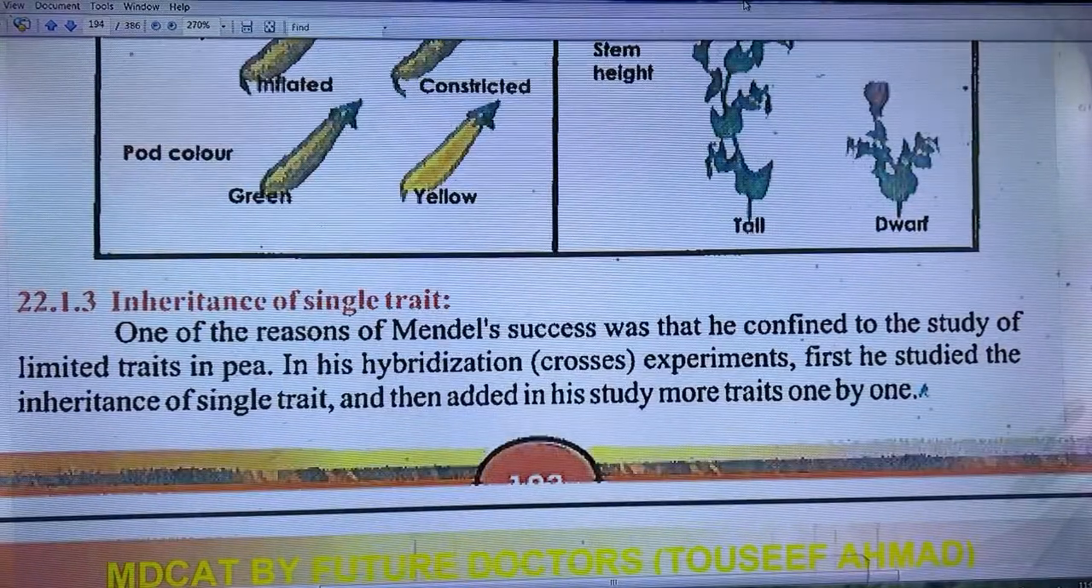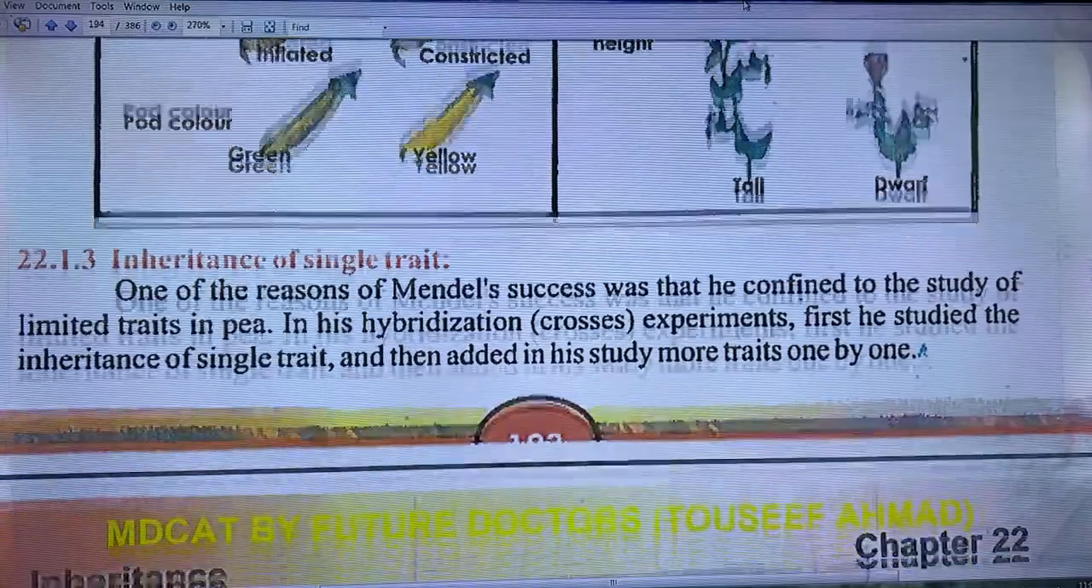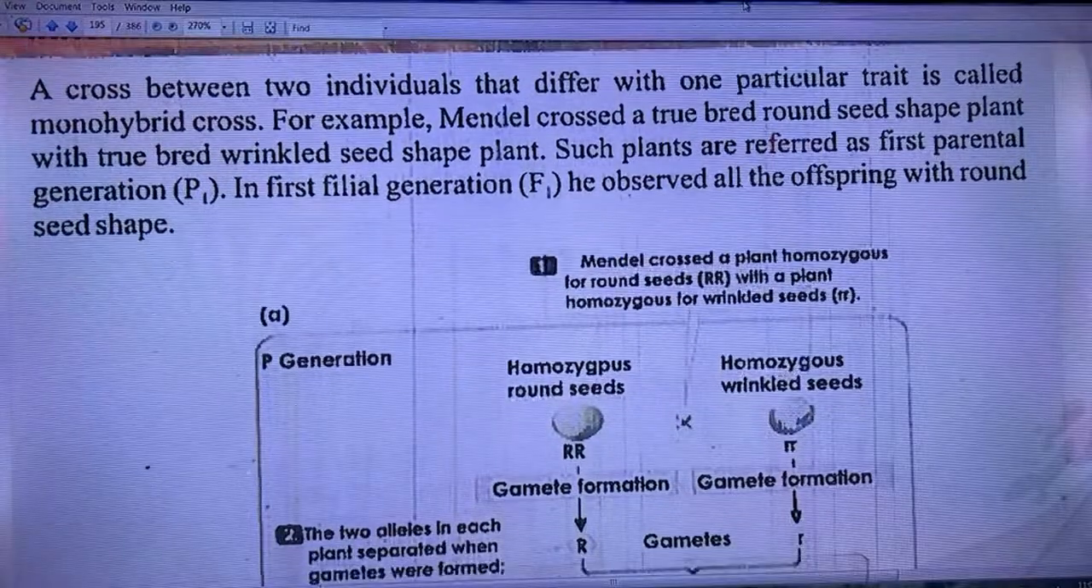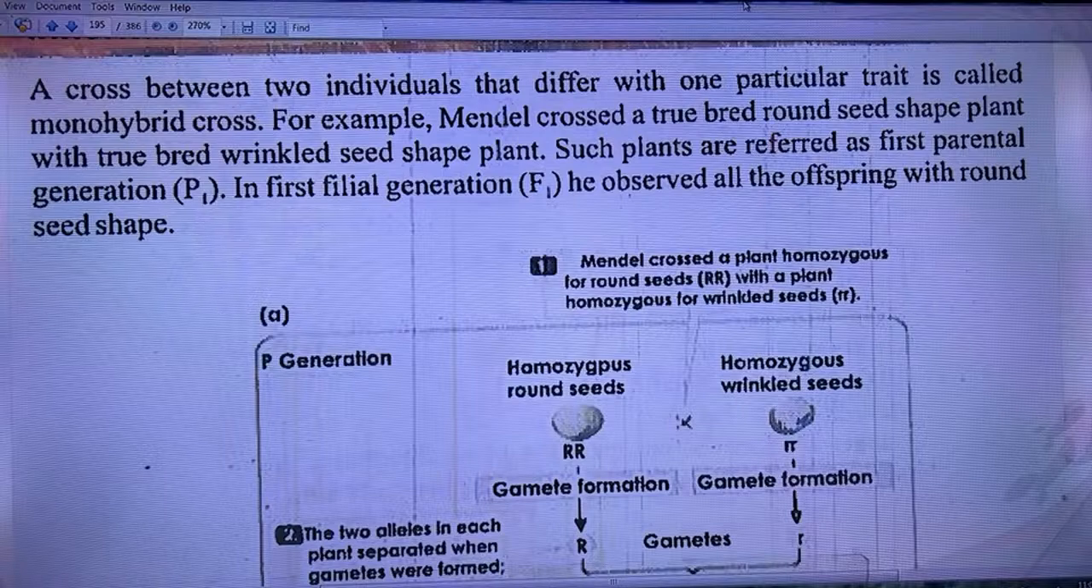Inheritance of single trait. One of the reasons for Mendel's success was that he confined his study to limited traits at a time. In his hybridization experiments, first he studied the inheritance of a single trait and then added more traits to his study one by one. A cross between two individuals that differ in one particular trait is called a monohybrid cross. For example, Mendel crossed a true round seeded plant with a true wrinkled seeded plant. Such plants are referred to as the first parental generation, P1.